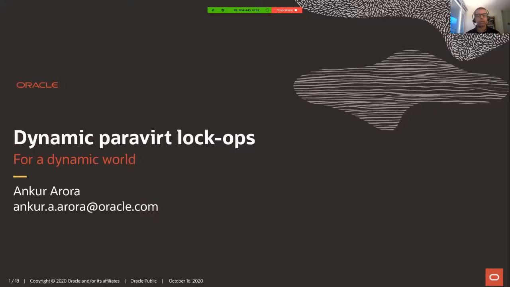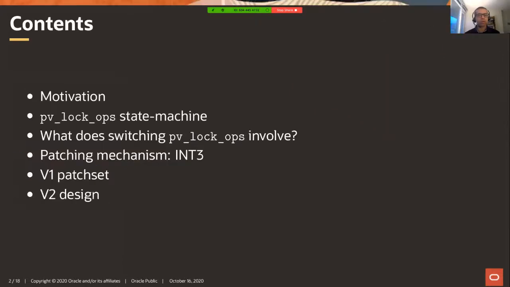I'm Ankur, and today I'll be talking about dynamic Paravirt lock-ops. I'll start off talking about the motivation for this feature. Then I'll talk about the state machine for queued spin locks, and then what switching PV lock-ops involves, mostly the requirements and what we need for safety. And then I'll talk about the patching mechanism, which is breakpoint based, and the design and implementation of V1, and then the design of V2 for this feature.